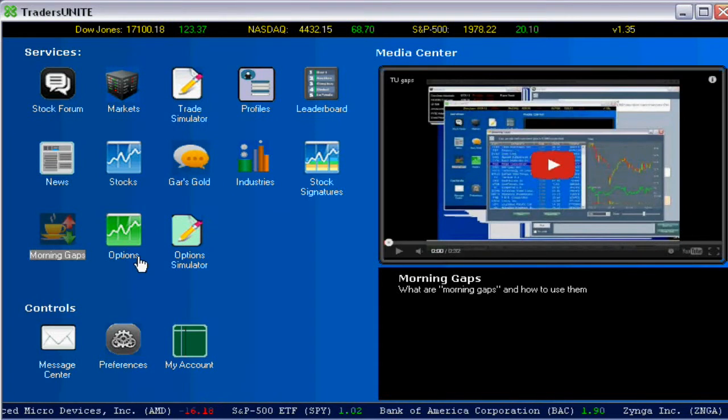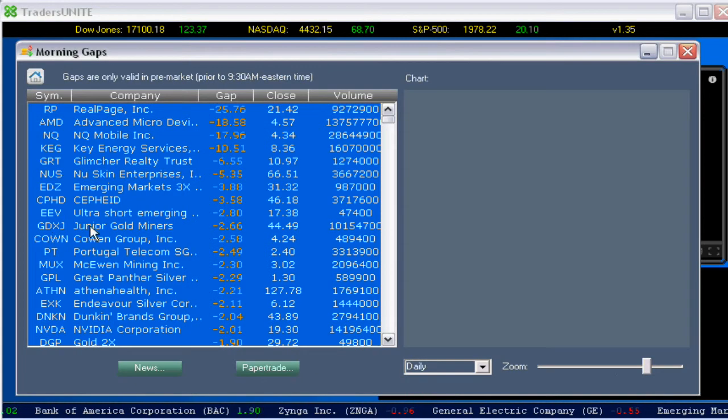All right, morning gaps. A morning gap is a stock that is dropping in pre-market and it's going to open lower than its previous close. By double-clicking morning gaps, you can see who those are. Now, this data is only really valid in pre-market, prior to the market open. It's one of the few items we have in the product that gives you pre-market data. But this is very powerful, as you can see who's going to open lower. You can also see who's going to open higher.